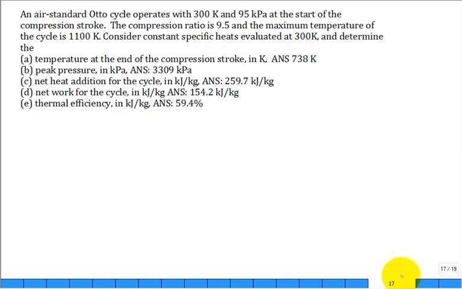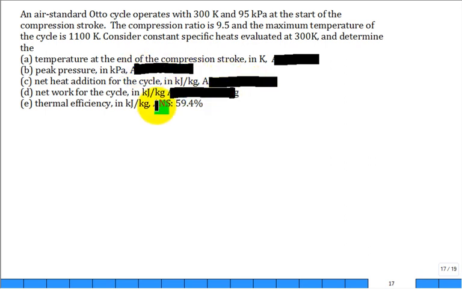Do we have time for this problem? I think we do. Oops. I was supposed to cover up the answers. That really doesn't matter. I'll uncover them right away anyway.